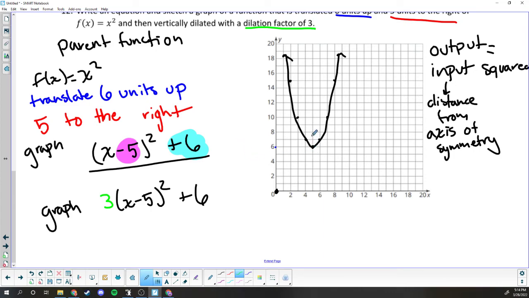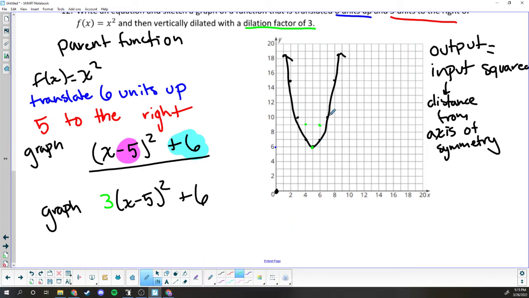All you have to think about now, instead of left to right, think up and down. When I was over here, I went up 1, right? I went over 1, up 1. Now, because I'm stretching it by a factor of 3, I'm going to go the same distance over, but now I'm going to go 3 times what I went up. So instead of going up 1, I'm going to go up 1, 2, 3. Here and here. My vertex stays the same, right?